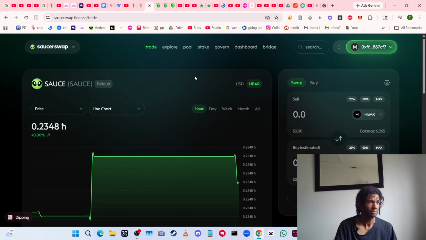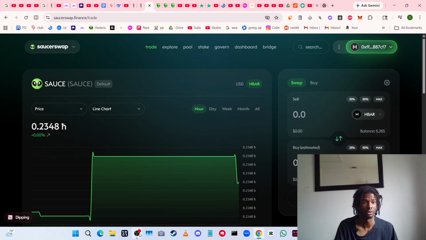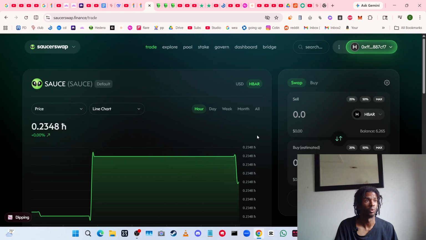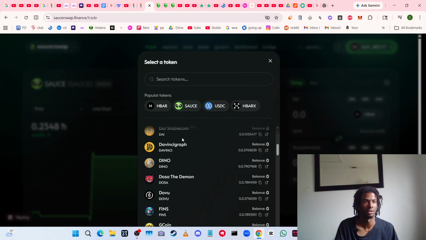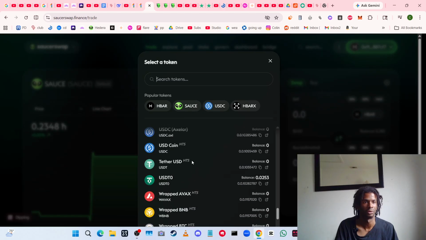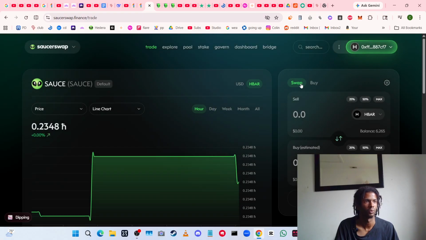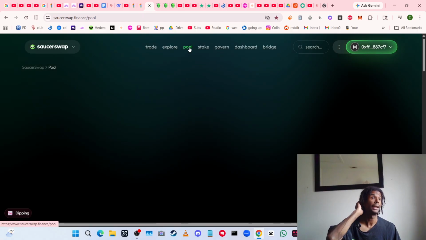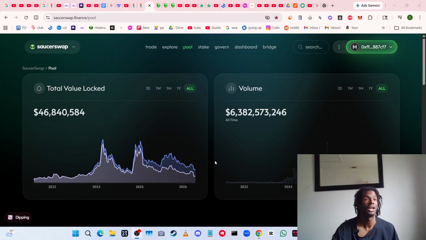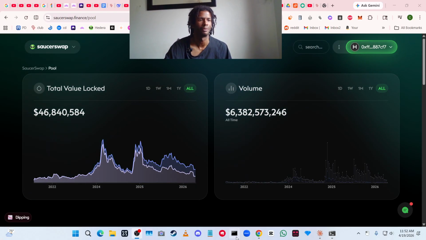Basically what you're going to do is come to Saucerswap and attach your wallet. Then you're going to come over to the pool section. We're at the trade section right now, so if you want to swap your coins, we've got HBAR, USDT, USDC, Sauce, Hashpack, whatever. But you're going to come to the pool section and dive in, you feel me?